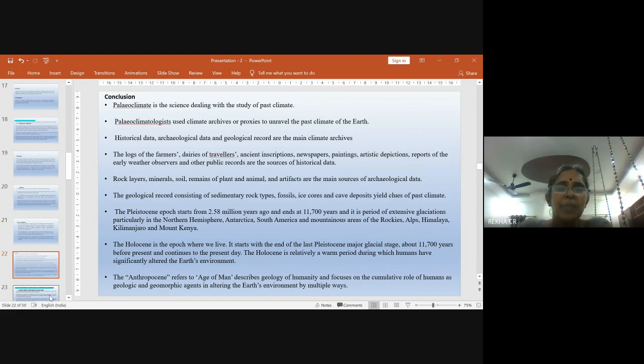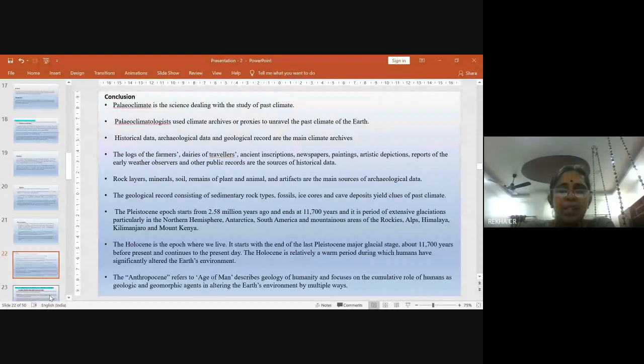The logs of the farmers, diaries of the travelers, ancient inscriptions, newspapers, paintings, artistic depictions, reports of the early weather observers, and other public records are the source of historical data. The rock layers, minerals, soil, remains of plants and animals, and artifacts are the main sources of archaeological data. Then the geological record, consisting of sedimentary rock types, fossils, ice cores, and cave deposits, gives a clue of the past climate.